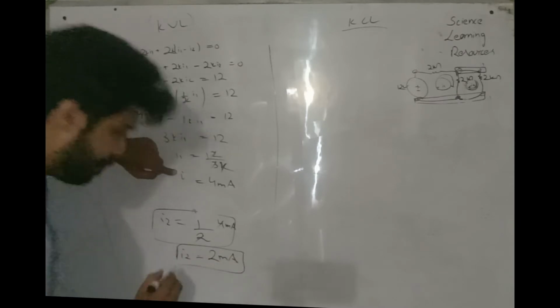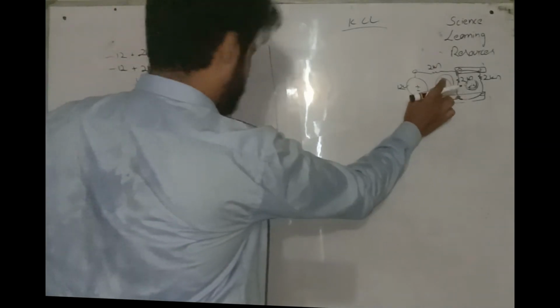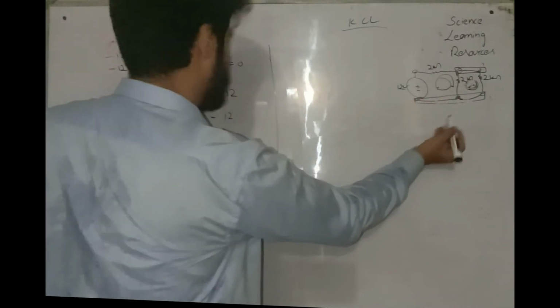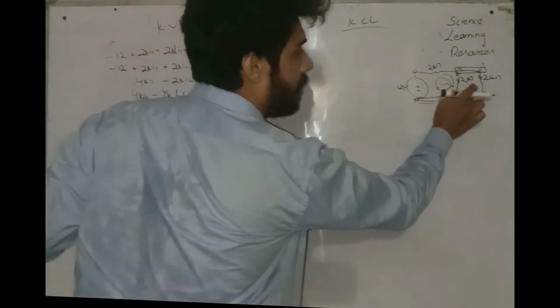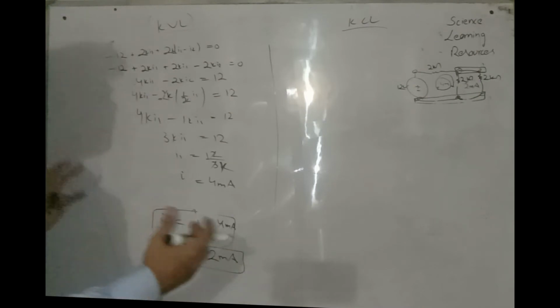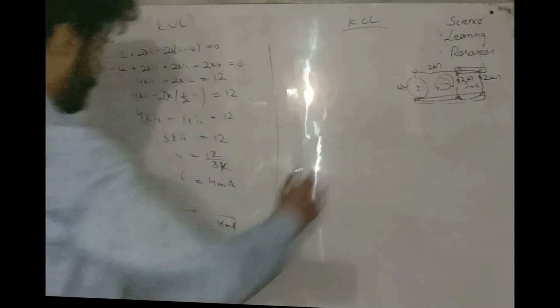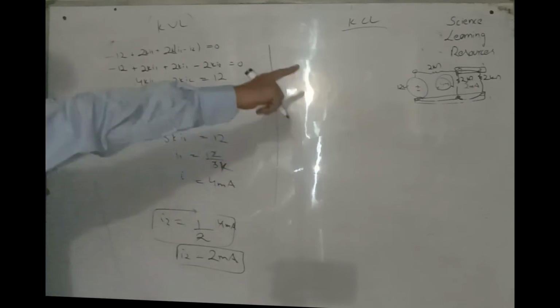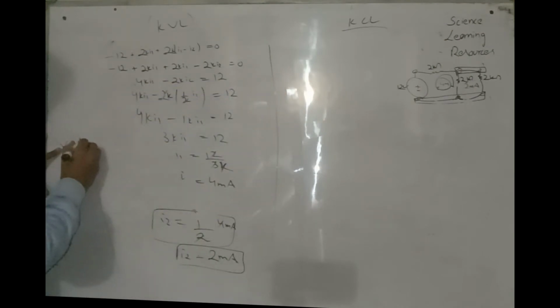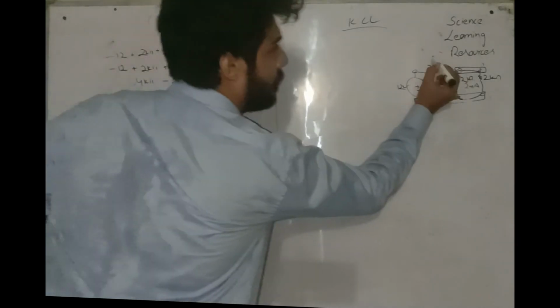Now I have found both the loop currents. I1 is 4 milliamps, and from here I can calculate the voltage at each branch. The voltage here will be V equals IR. The current here is I1, so 4 milliamps multiplied by 2 kilo ohms, and the units cancel, so the voltage here will be 8 volts.